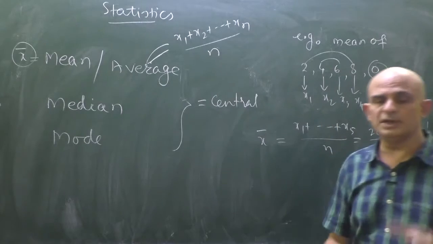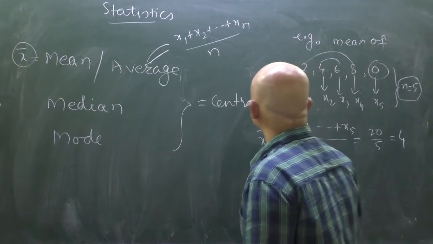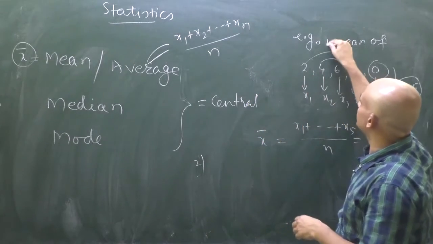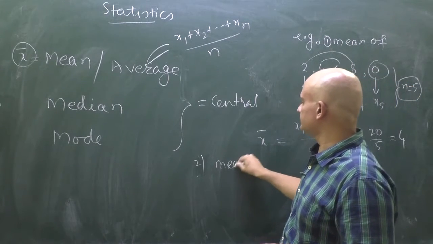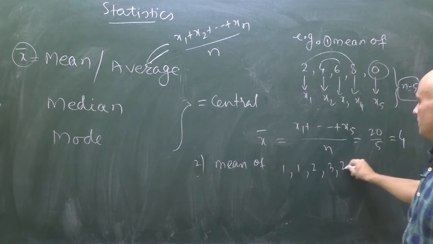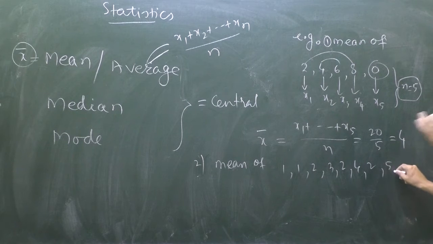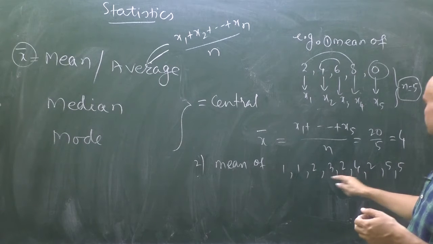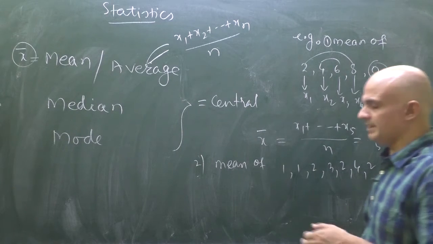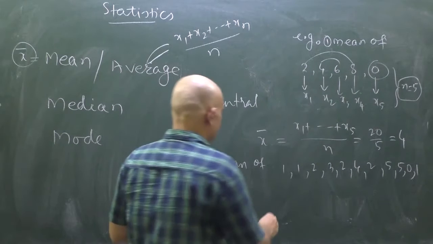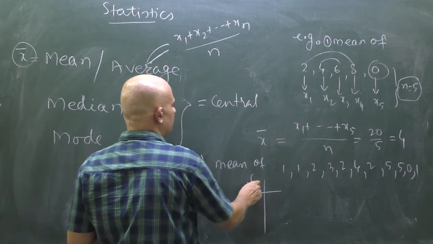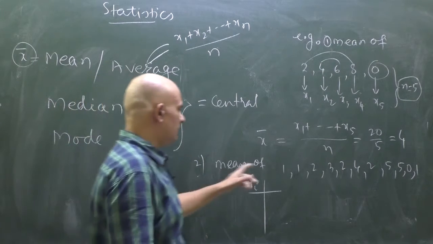But if we have a very large amount of data, suppose you have billions or trillions of data points, then what do you do? You sometimes make groups. Let's consider a second example. This was the first example. Mean of 1, 1, 2, 3, 2, 4, 2, 5, 5, 0, 1. Let's now make groups with frequency. How many times a value appears is called frequency and denoted by fi.